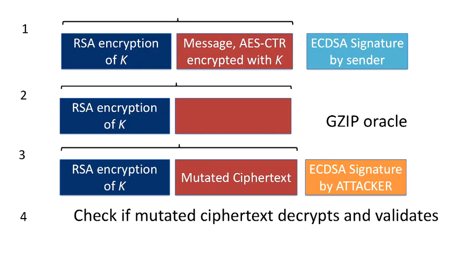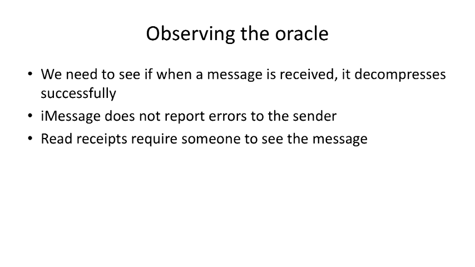All right, so that's nice. We now have this format we can exploit. We have the technique. We call it a Gzip Oracle. But we still need to be able to observe when that works, right? We need to see if this works or doesn't. And that's a little hard, because iMessage is not nice enough to send you errors when you send someone a message that doesn't work, right? It doesn't say, I'm sorry, your message could not be delivered, invalid CRC, please try again.